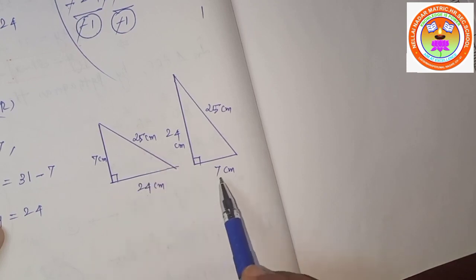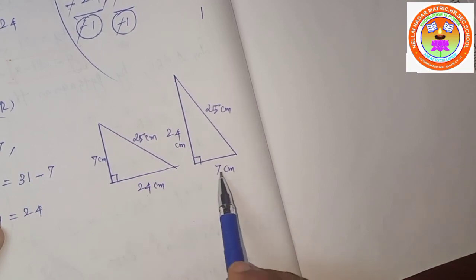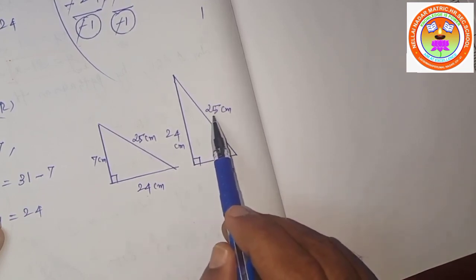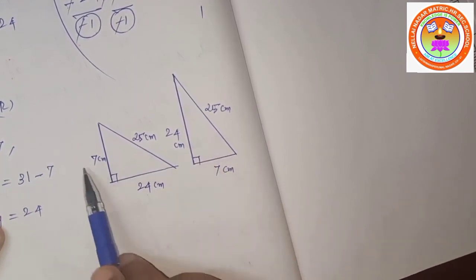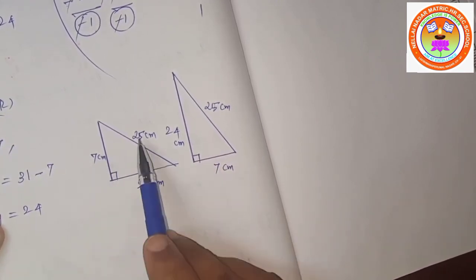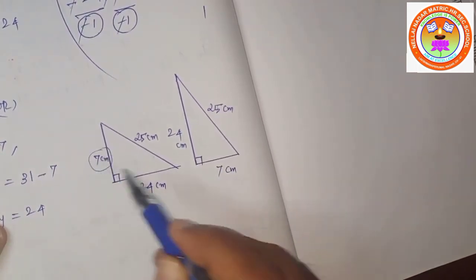Even here the same. 7 square is 49, 24 square is 576. 576 plus 49 is equal to 25 square, that is 625. So whatever the diagram, which one is the smallest side? Either 7, 24 or 25, or 24, 7 or 25. Which one is the smallest side? 7 centimeter is the smallest side.